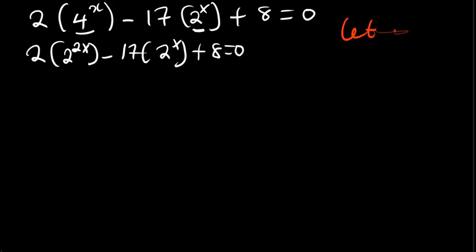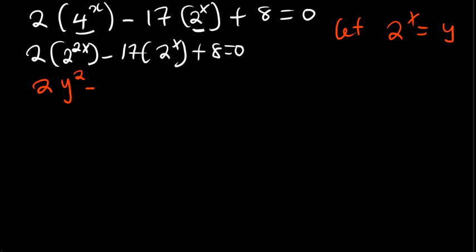So now we have to let 2 to the power x equal to something. I will say equal to y. Wherever there is 2 to the power x, put y. So that becomes 2y, and because there is 2 on top, that will be squared, minus 17y, because it's just 2 to the power x, plus 8 is equal to 0. So this is a quadratic equation like I said.